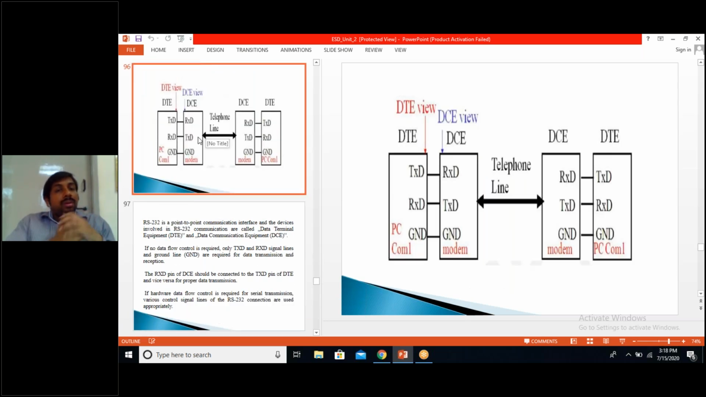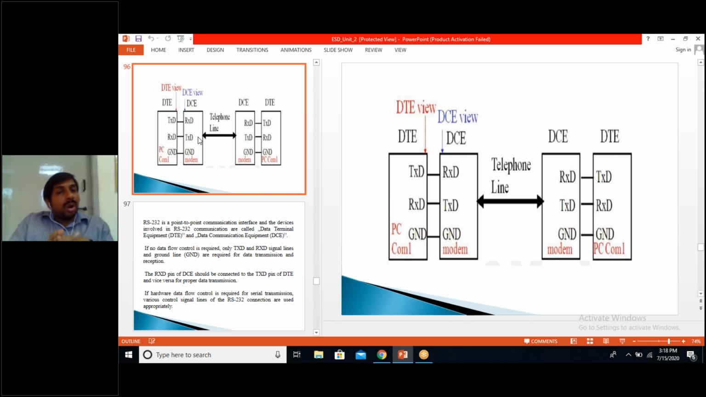If you go into the interface, RS-232 is a point-to-point communication. It is full duplex, and the devices connected are termed by two names. One is called data terminal equipment, the other is called data communication equipment. So if two devices are connected by an RS-232 port, one device is called DTE, another device is called DCE. The transmit pin of the DTE is connected to the receive pin of the DCE. Similarly, the receive pin of the DTE is connected to the transmit pin of the DCE, and both grounds are connected.